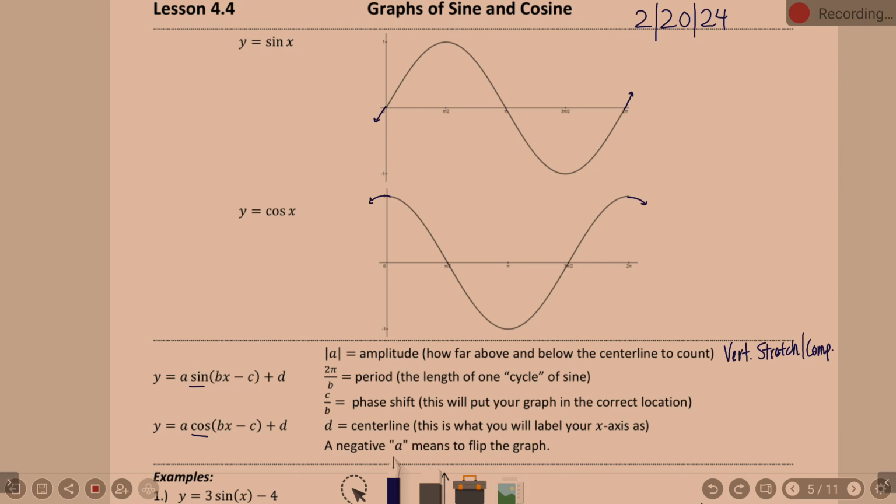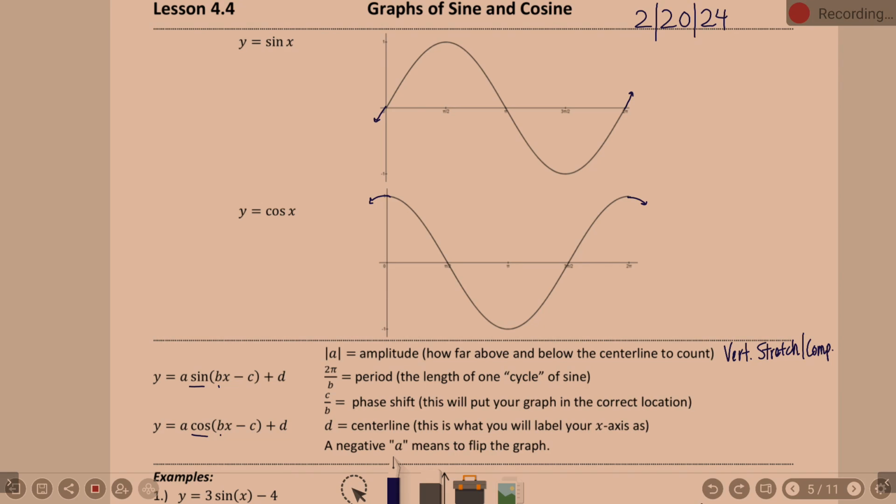Okay, 2 pi divided by b is the period, the length of one cycle. I already talked about how in both cases, one cycle of the curve is 2 pi. If you take that and divide it by b, the coefficient of x, that will adjust your cycle. Maybe instead of being 2 pi, it'll take 4 pi to draw a cycle. Or maybe we'll get through it in just 1 pi. So that is more of a horizontal stretch or shrink.